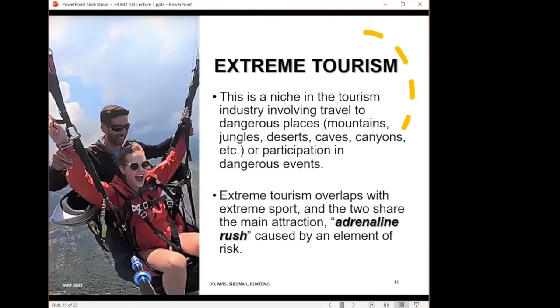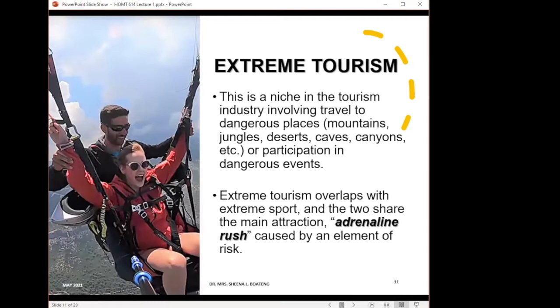Another type of tourism we can talk about is extreme tourism. And this is a niche in the tourism industry that involves people traveling to dangerous places like mountains and caves and canyons and participating in dangerous events, right? So extreme tourism overlaps with extreme sport because people usually go to these dangerous places to engage in certain sporting activities that will give them what we refer to as an adrenaline rush. So until a few years ago, extreme tourism was not popular in Ghana.